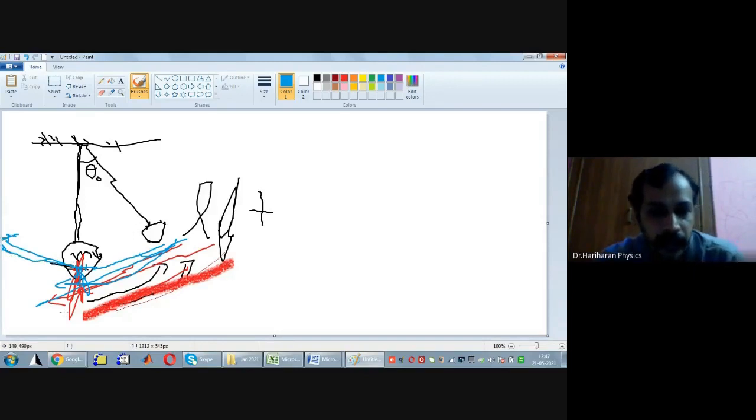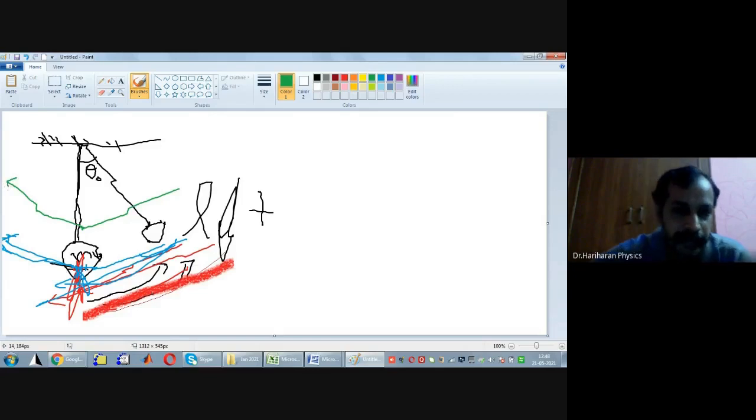Look here. I will now use a different color, say green. When this object approaches the mean position, velocity increases with time, and it reaches maximum at this point, which I call the mean position or equilibrium position. When it moves away from the equilibrium position, what will happen to its velocity? It will decrease. Correct?